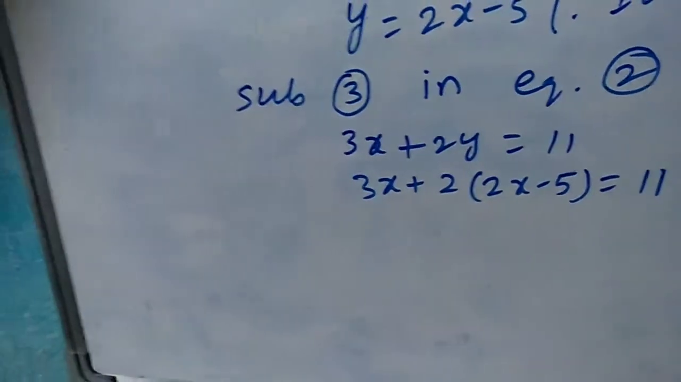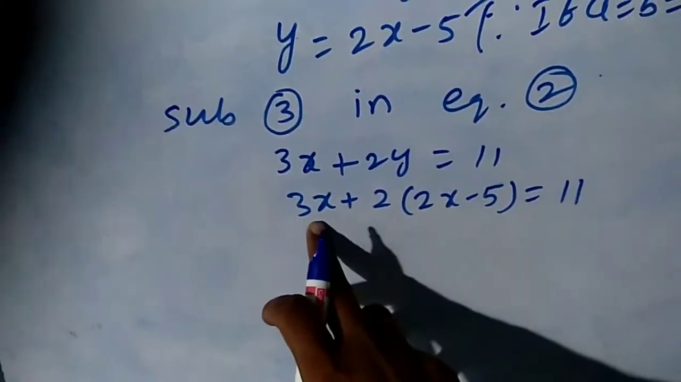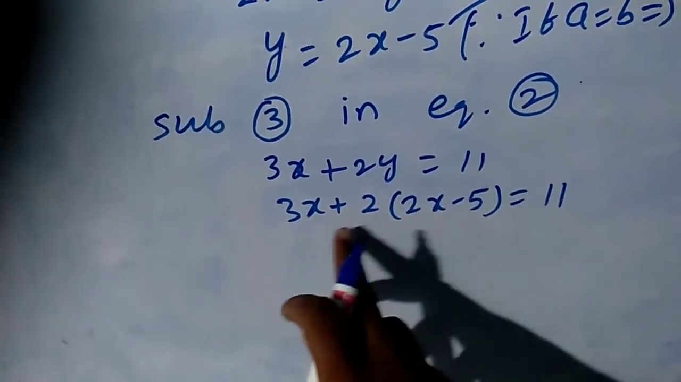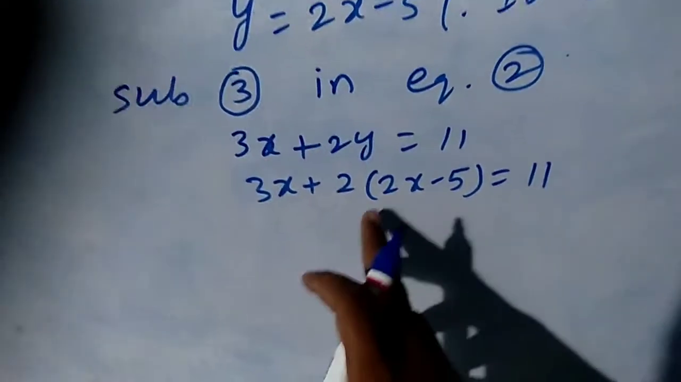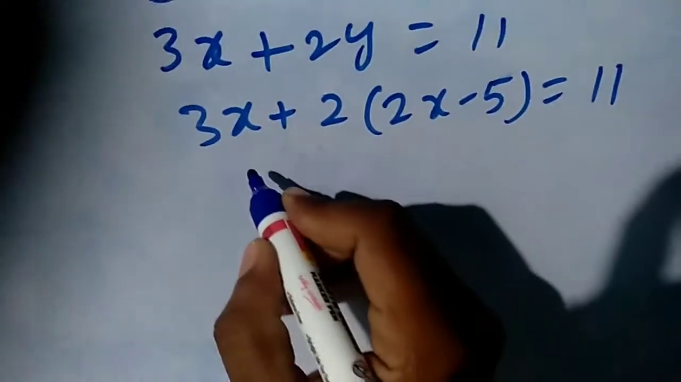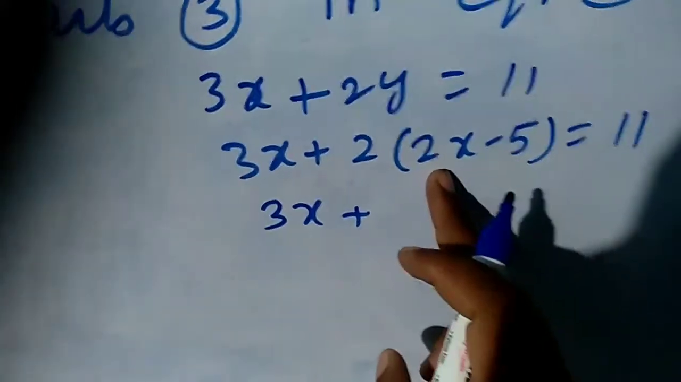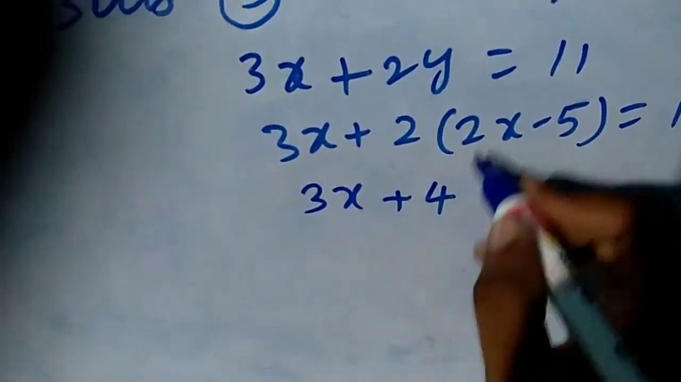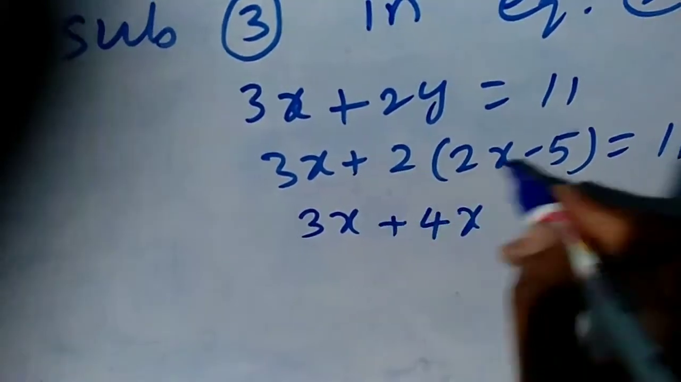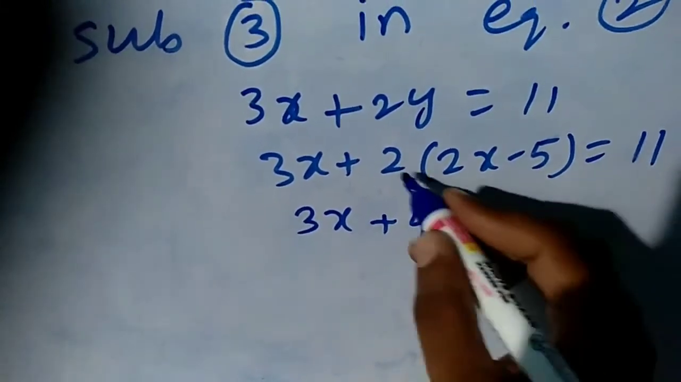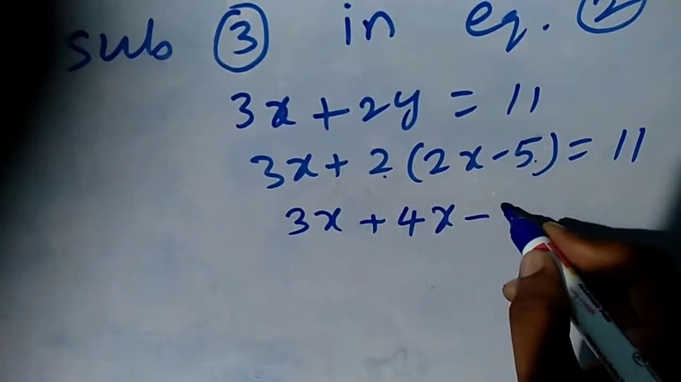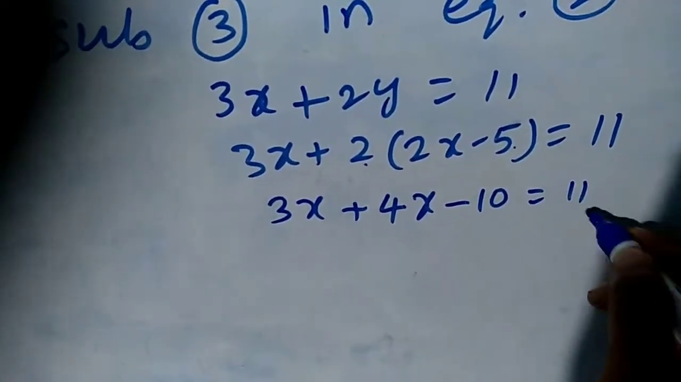So now simplify this equation. Now we get an equation in one variable, that is in x. So now we are simplifying the equation. 3x plus 2 into 2x is 4x, plus 2 into minus 5 is minus 10, is equal to 11.